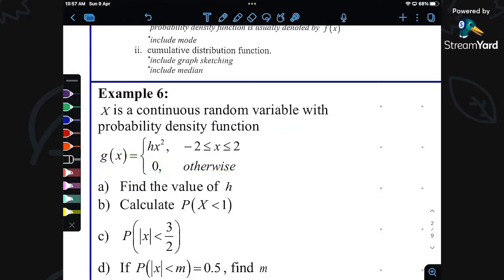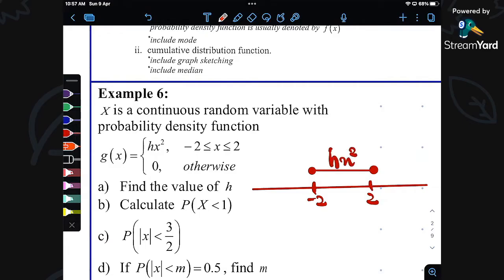But otherwise, what does it mean by otherwise? So let me help you. We need to draw the number line first to understand the question. This is the condition where negative 2 and 2 have a dense circle. These are the function for h x squared, while the function for g(x) equals 0 is at this part. So otherwise means either to the left or to the right.